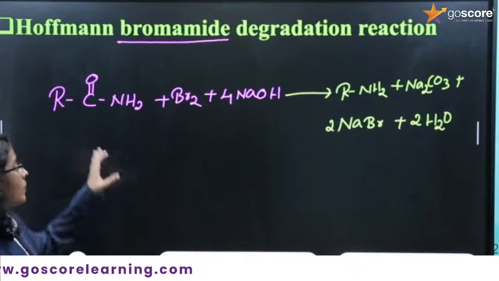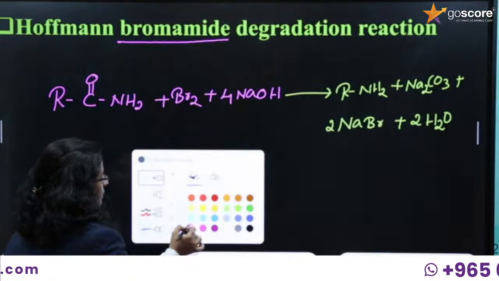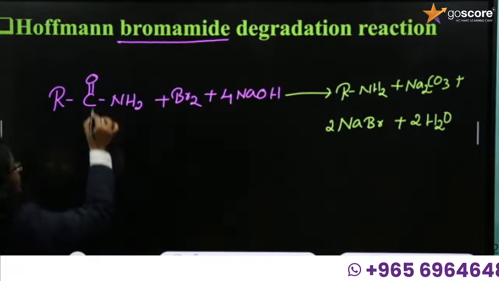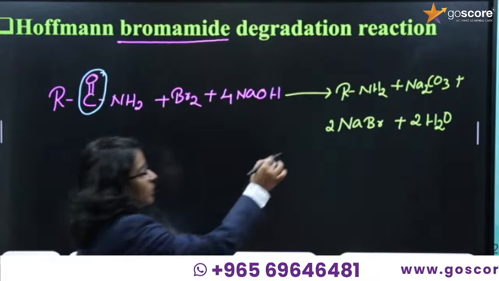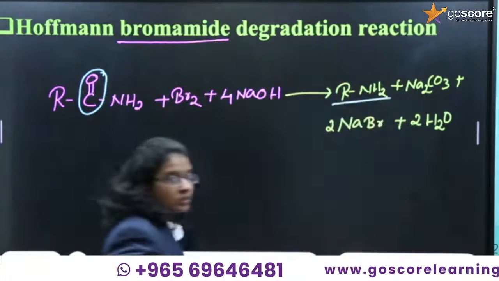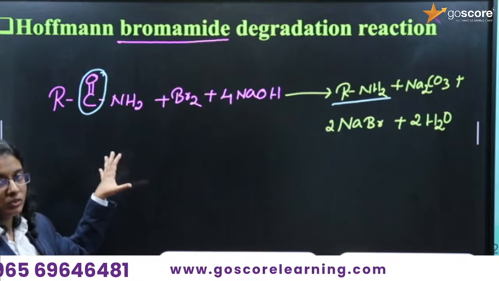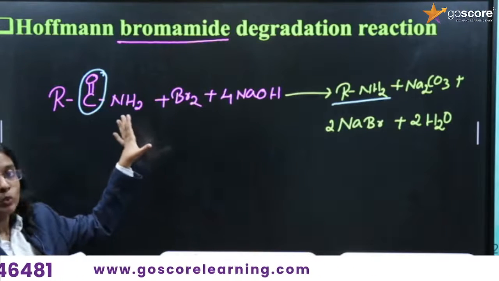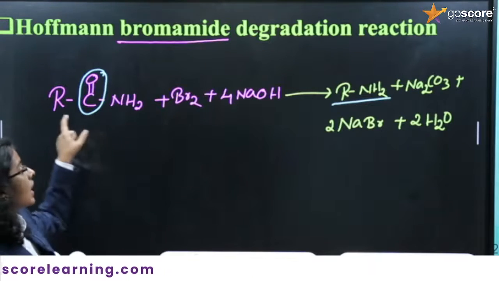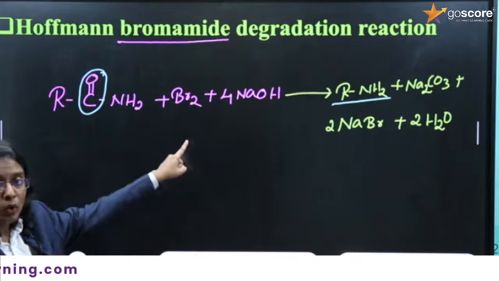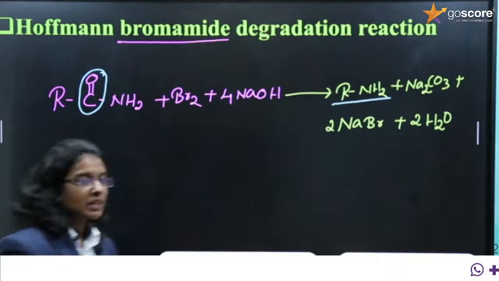So, what is Hofmann bromamide degradation reaction? Here you can see that initially there is a C double bond O, but in the final product there is no C double bond O. Actually, it degrades the carbonyl compound. So you can understand from the word itself. Hofmann bromamide degradation reaction is that amide on reacting with bromine in presence of NaOH, you will get primary amine.